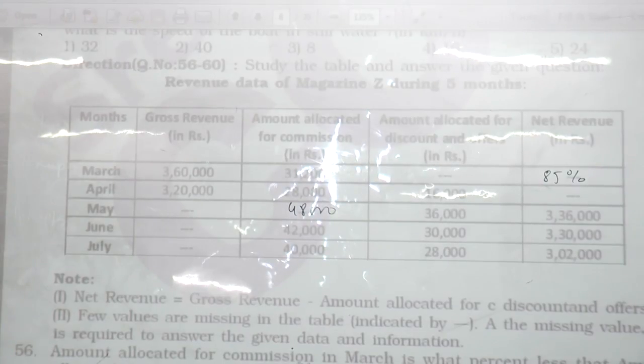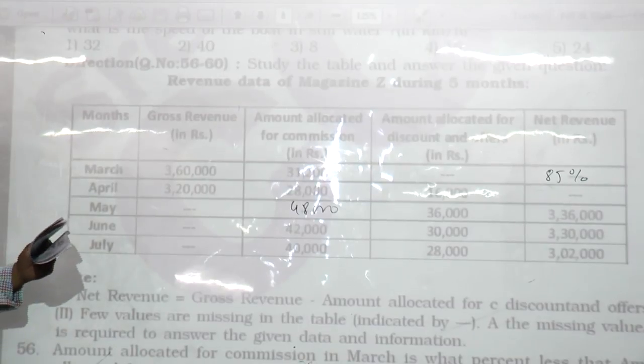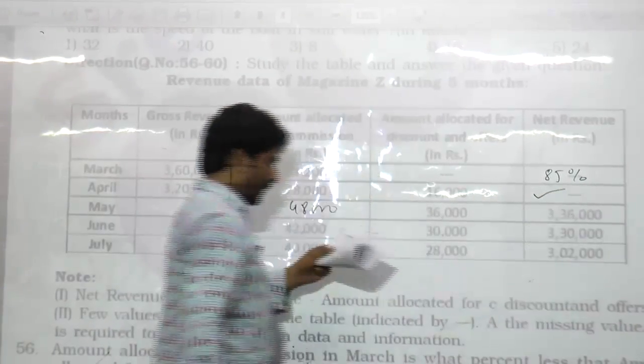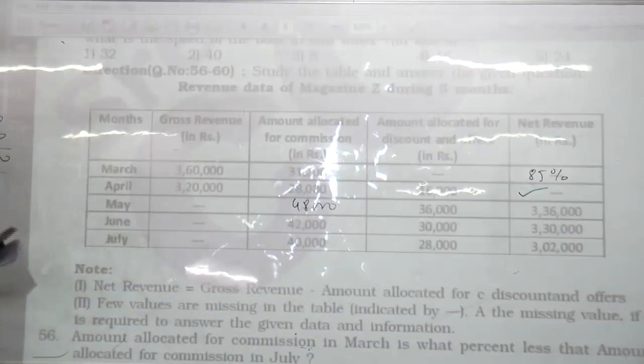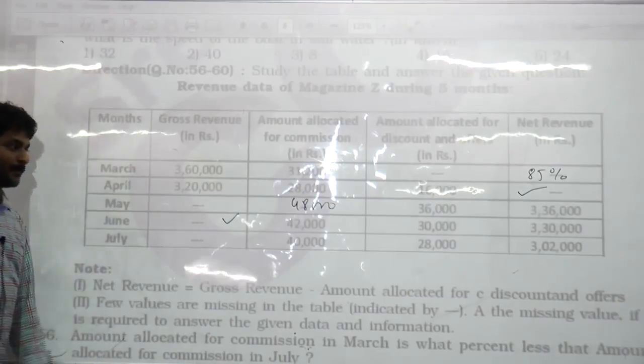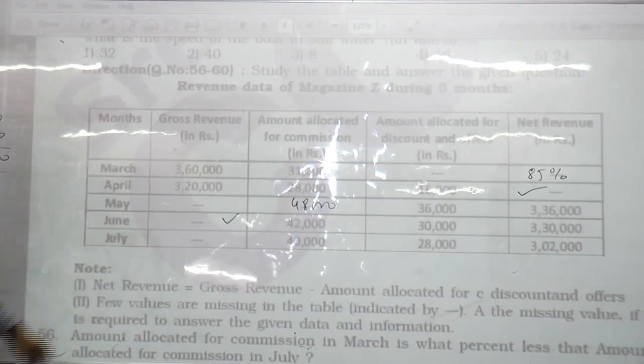What is the difference between net revenue of the magazine in April and its gross revenue in June? Net revenue, where is this? Net revenue of the magazine in April, this one, and gross revenue in June, this one. I think just now we have calculated it, right?